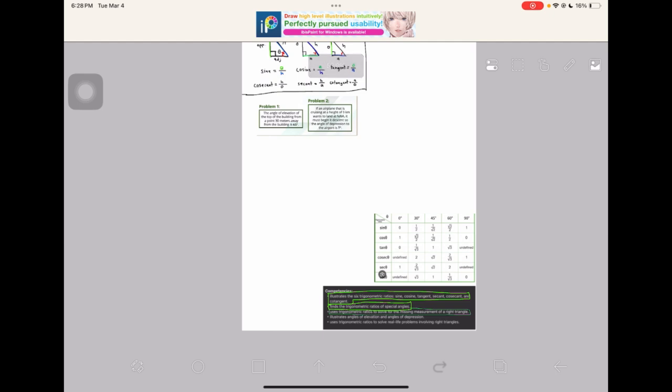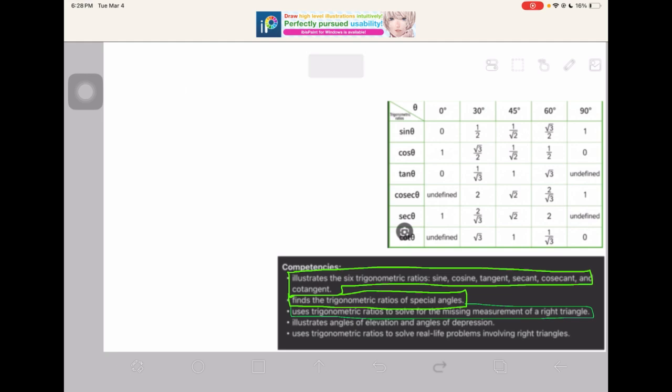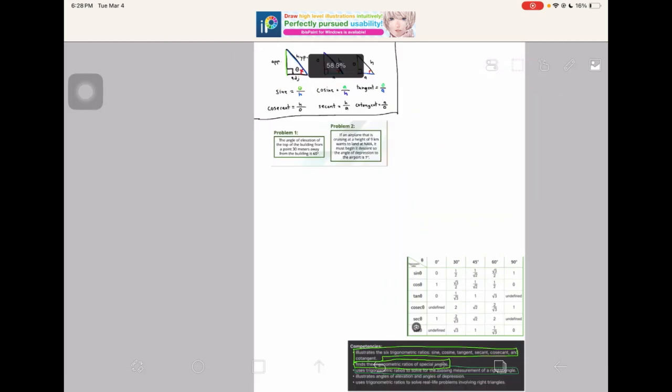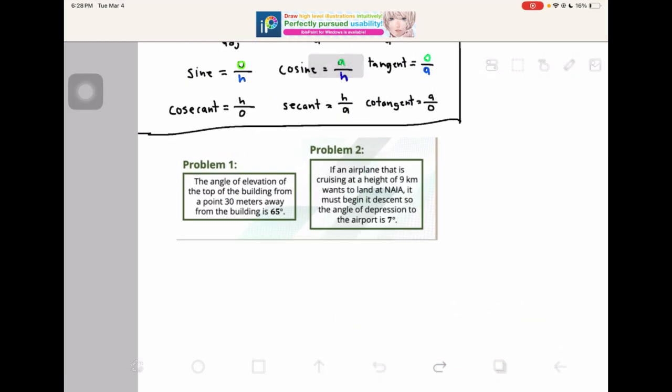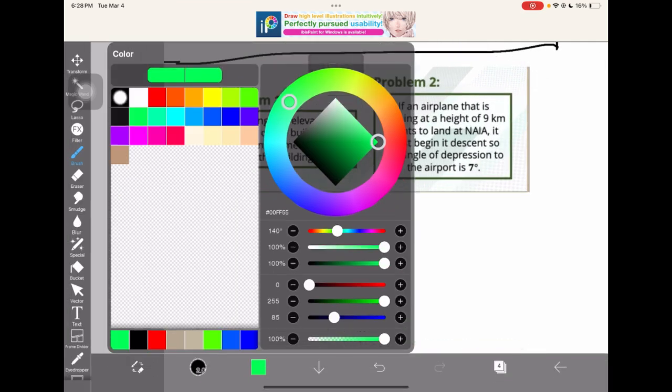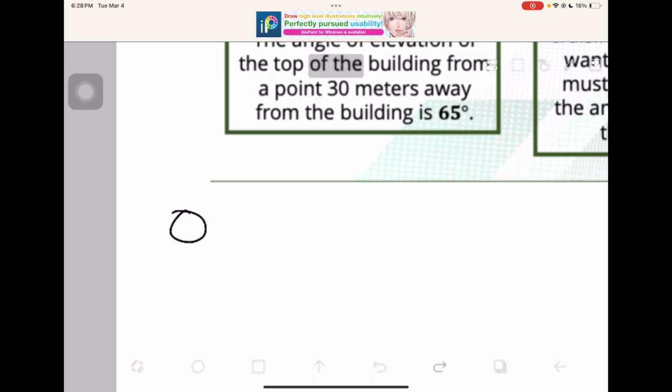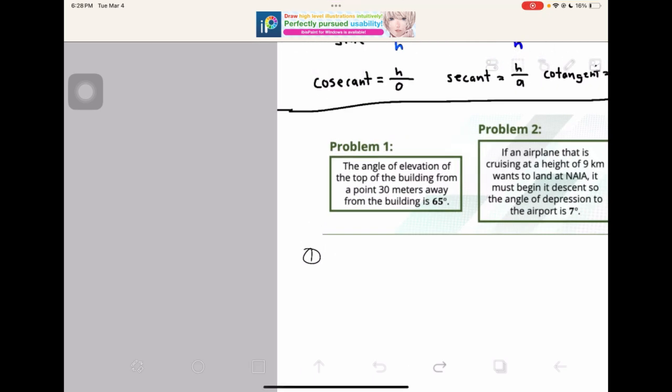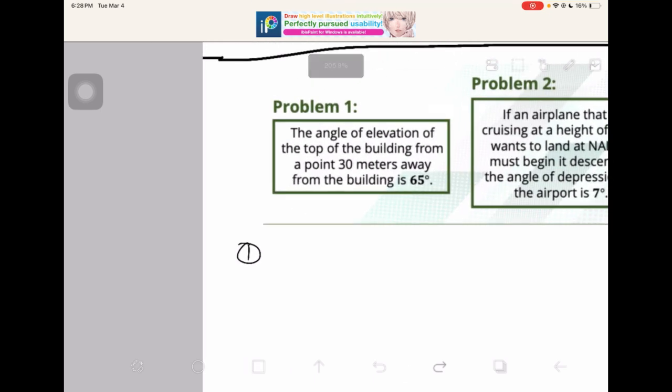Okay, we're moving on to the fourth and technically fifth. Yeah, this is technically the fourth and fifth combined. So we're now going to be using real life problems as well as the angles of depression and elevation. Let's start with problem number 1 over here. The angle of elevation from the top of the building, from a point 30 meters away, is 65 degrees.